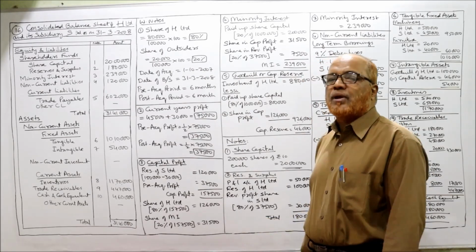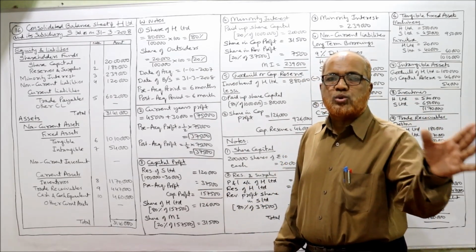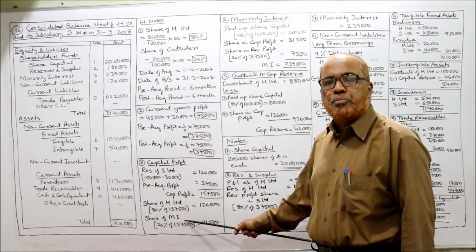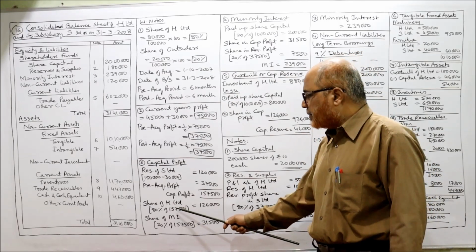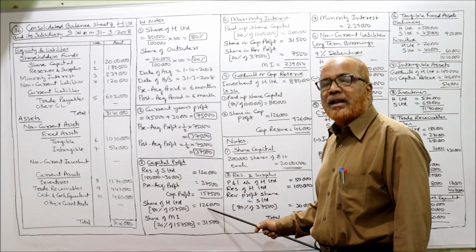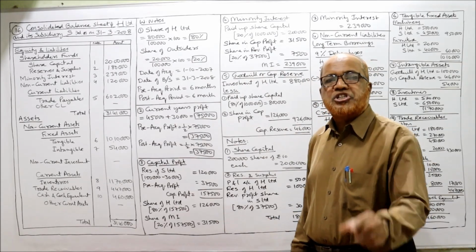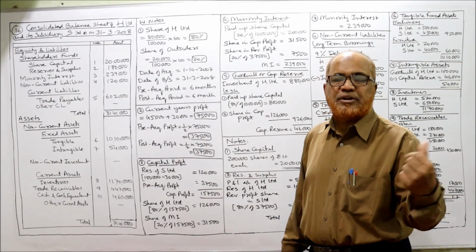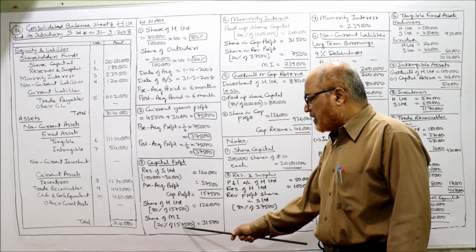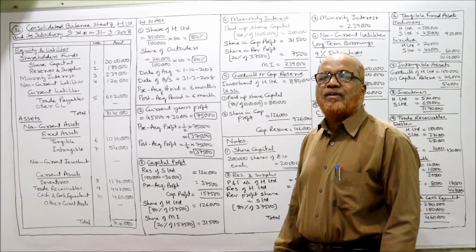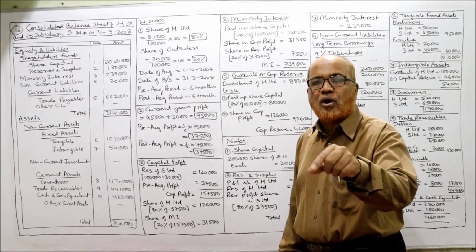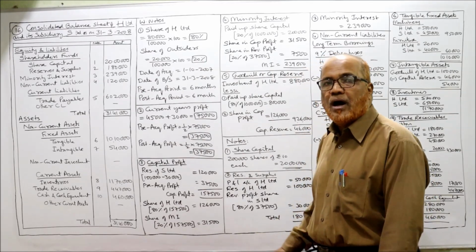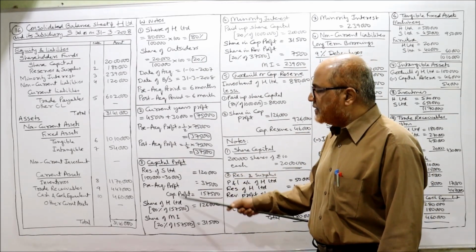This capital profit we divide: 80% goes to H Limited, 20% goes to minority interest. So 80% of 1,57,500, 1,26,000 is the share of capital profit of H Limited. And 20% of 1,57,500, 31,500 is the share of capital profit of minority interest outside. So we have calculated the capital profit.